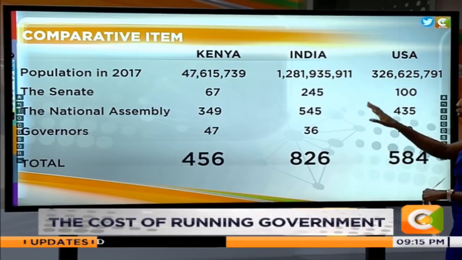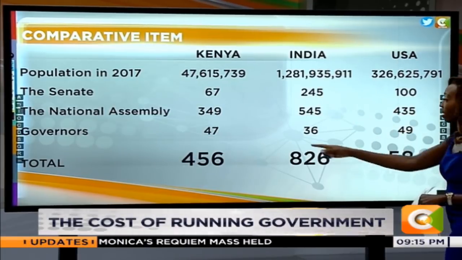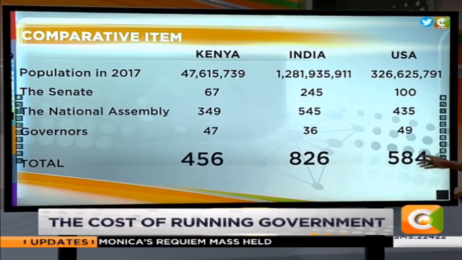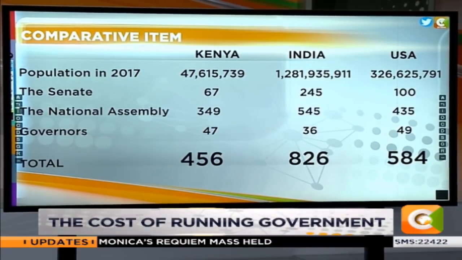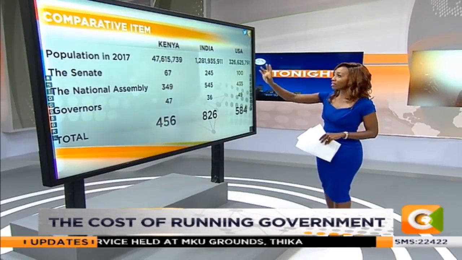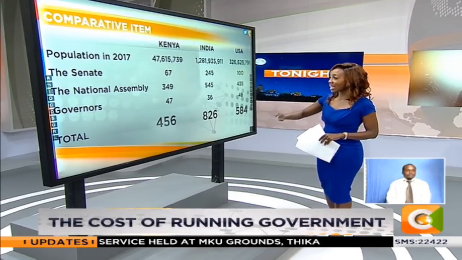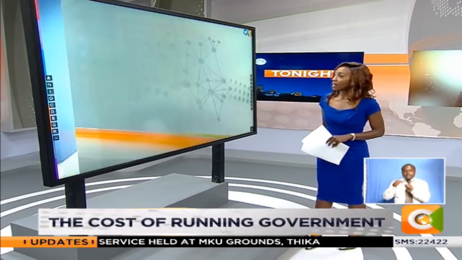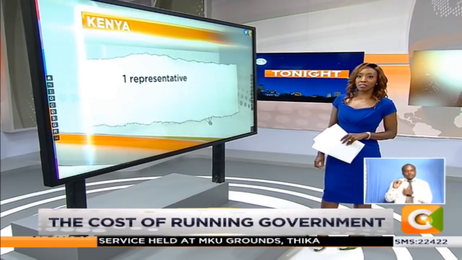So this is the total number of elected officials. 456, 826, and 584 in the USA. If you just look at that, depending on the population, then that should indeed tell you something. So, are we overrepresented? Perhaps.